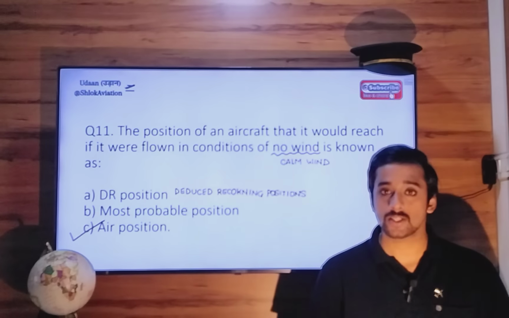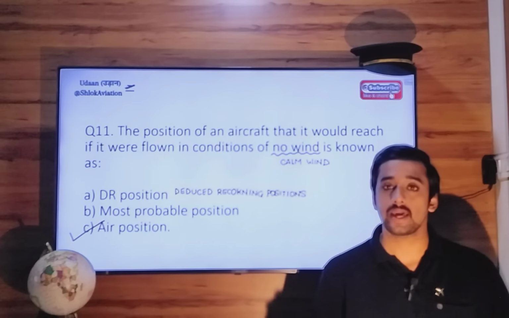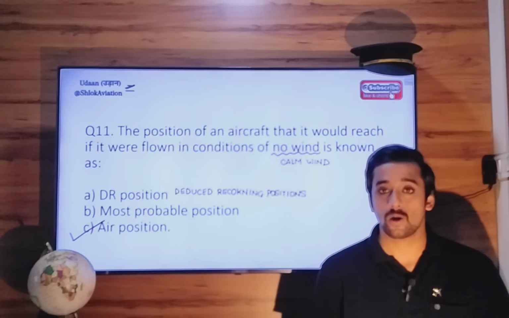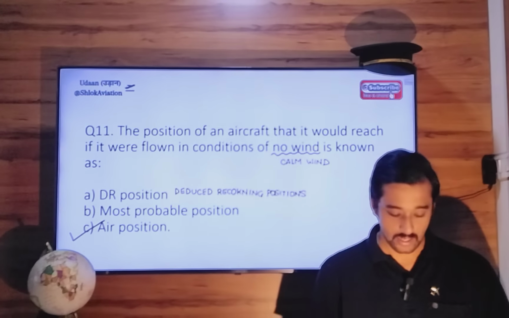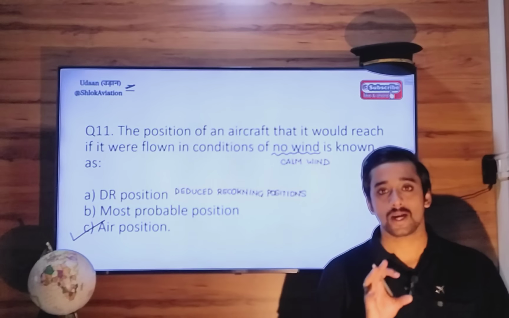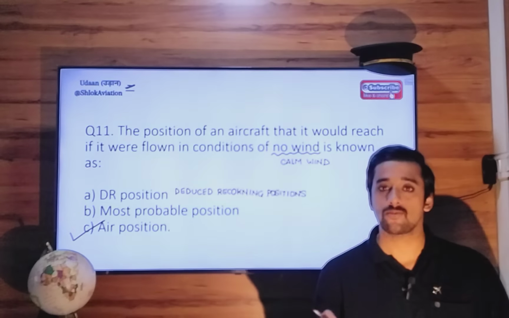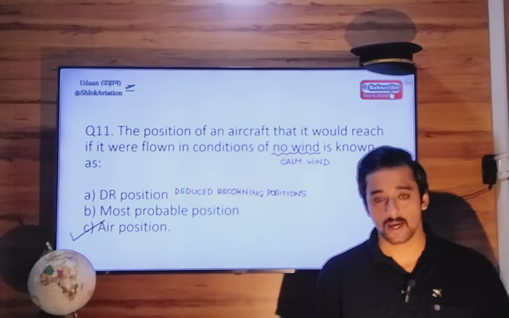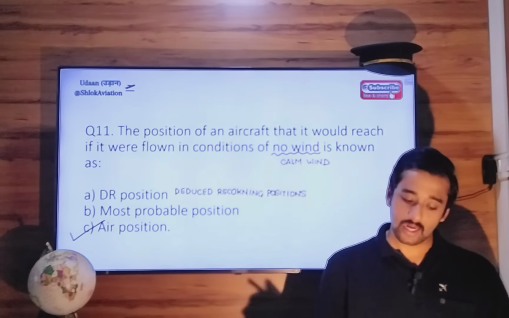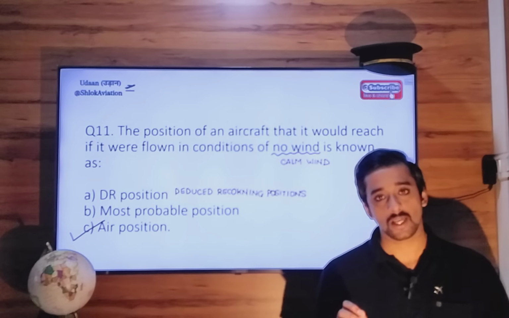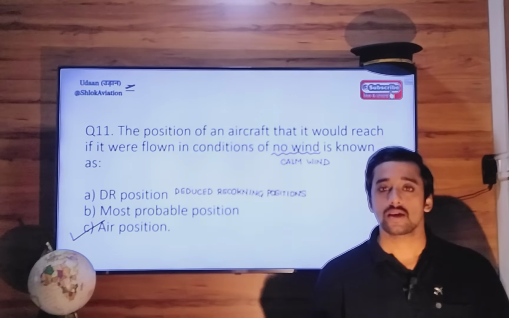These are the positions that we are always working out in the air when we go from point A to point B on our cross country flights. We keep on deriving these positions depending on our track, course, heading, wind velocities, ground speed, and we keep getting new positions from time to time. But if there are no wind conditions, whatever position you are in the air will be your air position, and the same position will be on the ground.